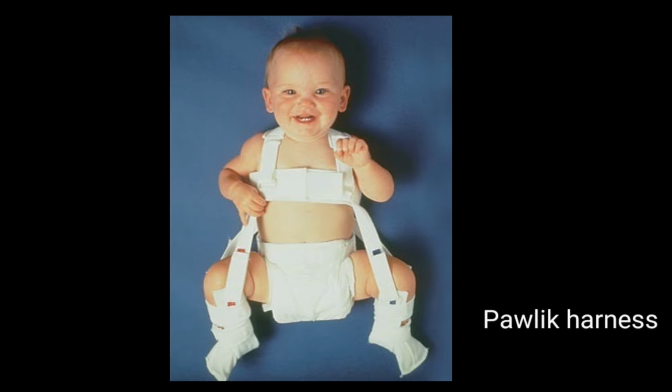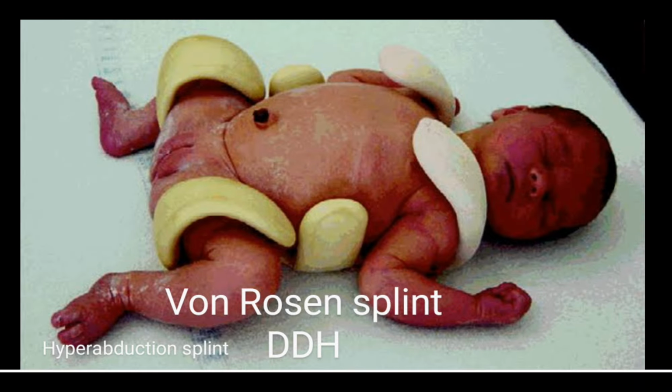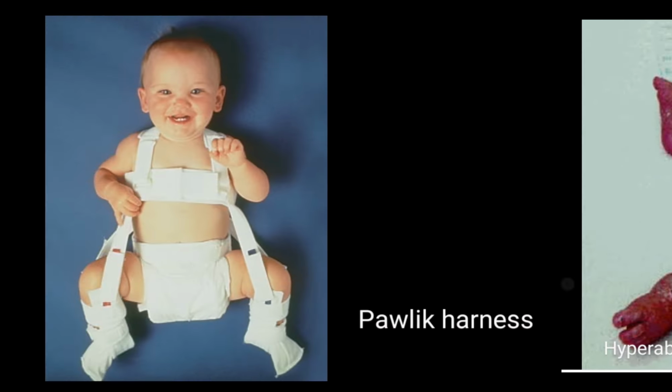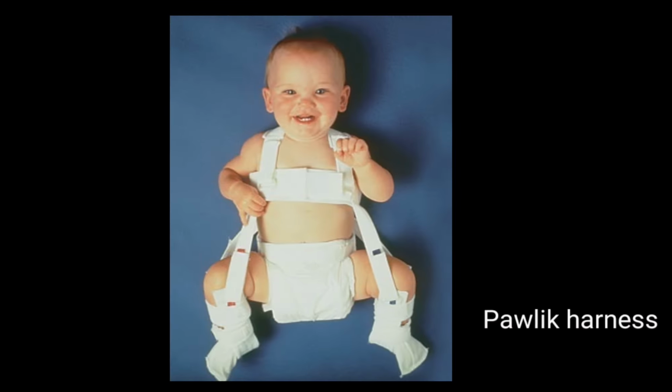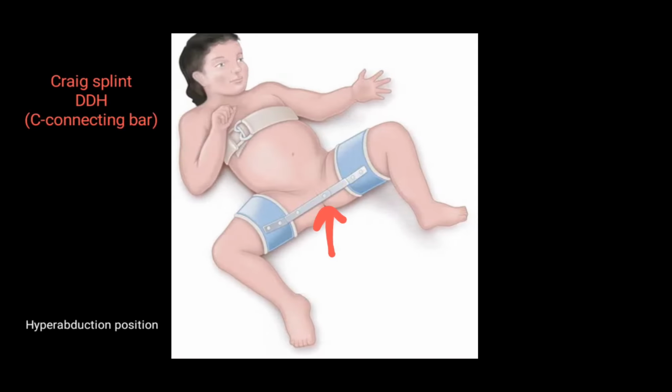Then next we have Pavlik harness. Pavlik harness is also used for DDH. Then this is von Rosen splint. Von Rosen splint again holds the hyperabduction position, and it is also used for DDH. So basically we need to remember the age group. Von Rosen is used in babies, then Pavlik harness for young children, and the Craig splint for the older ones.